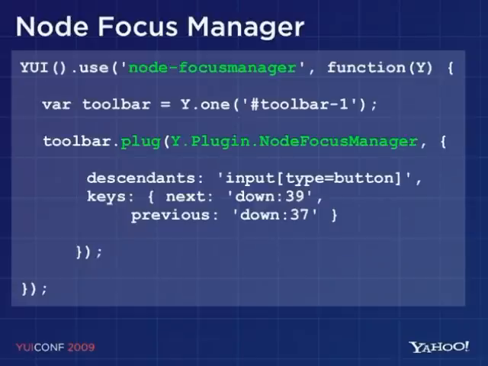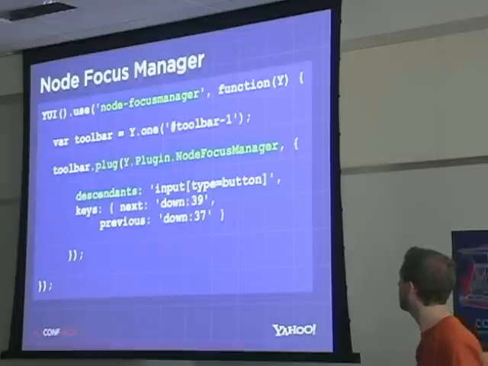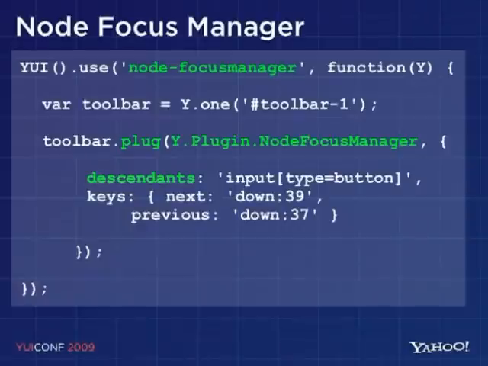Then I'm going to get my reference to my toolbar node via Y.one. And then all plugins you use through the plug statement. So I'm going to call plug. I'm going to pass in a reference to my Node Focus Manager plugin, and that's going to now augment the abilities of this node with some new abilities to manage the focus of its descendants. And then the second argument to my plugin is always going to be an object literal that allows me to set up some properties of this toolbar. So the first meaningful property for the Node Focus Manager plugin to talk about is the descendants property.